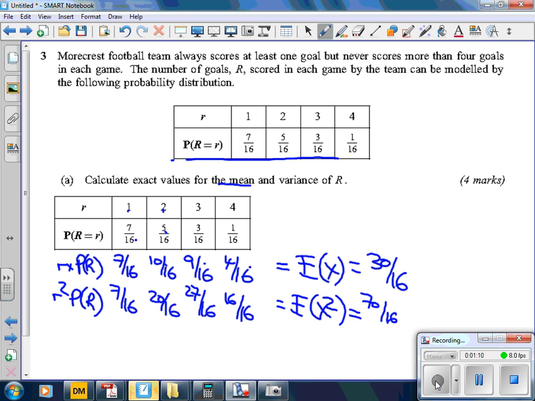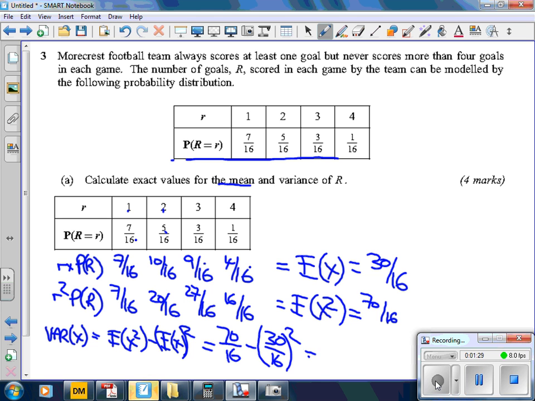There's a formula, you have to remember this formula, that the variance of x is equal to the expected value of x squared minus the expected value of x, squared. And we've got those two numbers: 70 over 16 minus 30 over 16 squared, and that works out to be 55 over 64. It does say exact here, so I wouldn't write it as a decimal. I would just leave it as that fraction. So there's 4 marks for doing that. That's very standard. Lots of papers will have that on.